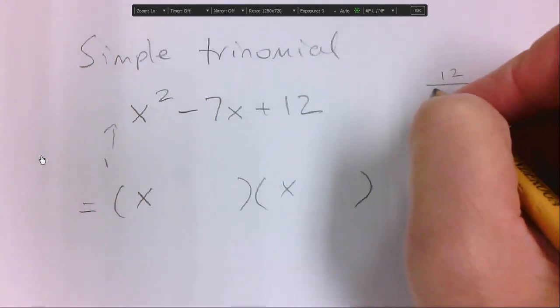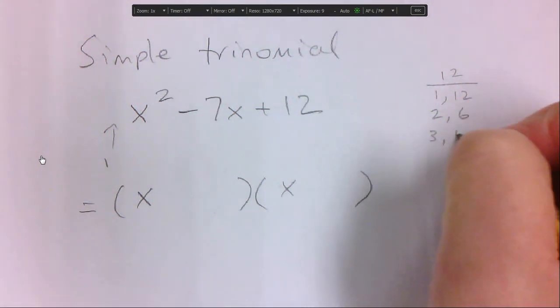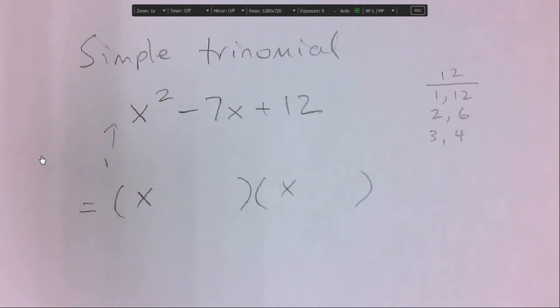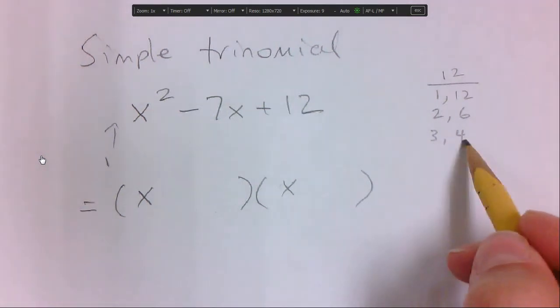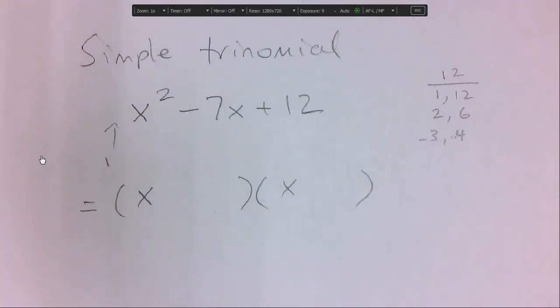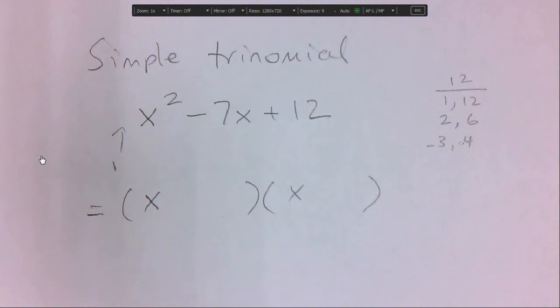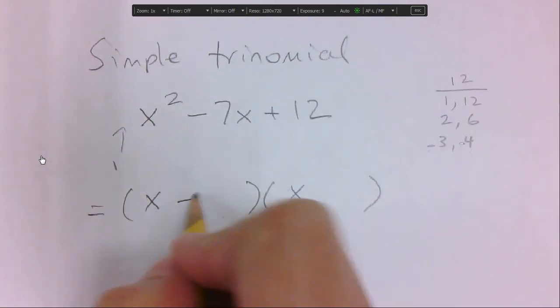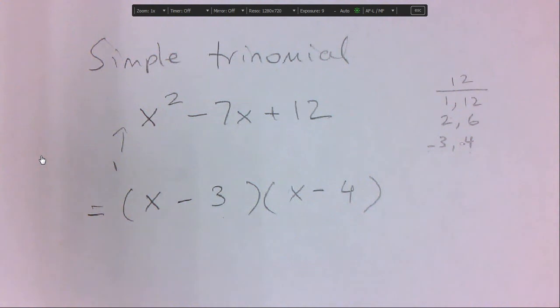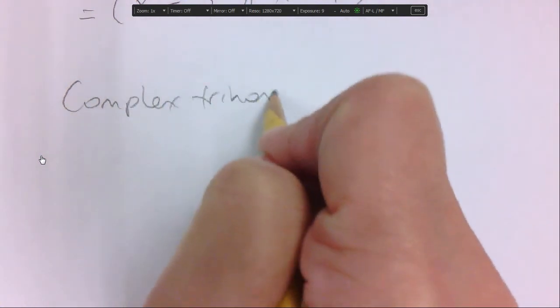So, okay, what goes into 12? Well, you can have 1 times 12, 2 times 6, 3 times 4. That's probably it. So can you find something that adds to negative 7? Well, probably these two, but they'll be positive 7. So if we turn them both negative, then we have a product of positive 12 and a sum of negative 7. So you take these two numbers and you put them into the brackets, just like that, and it's done. Okay, so that is a simple trinomial. And that was the easy one, so now we're going to move down to complex trinomials.